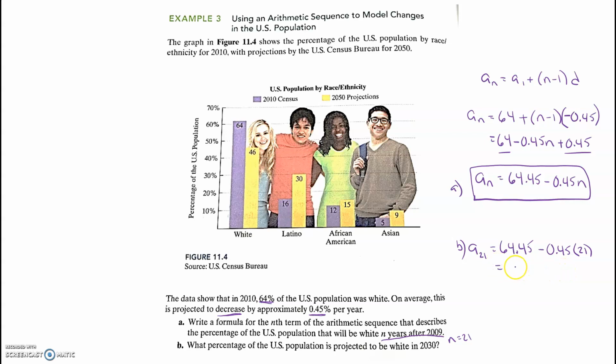And when all is said and done, you should get 55. Understand that is 55%, because you have to understand what you're finding: what percentage of the U.S. population is projected. 55% is projected.